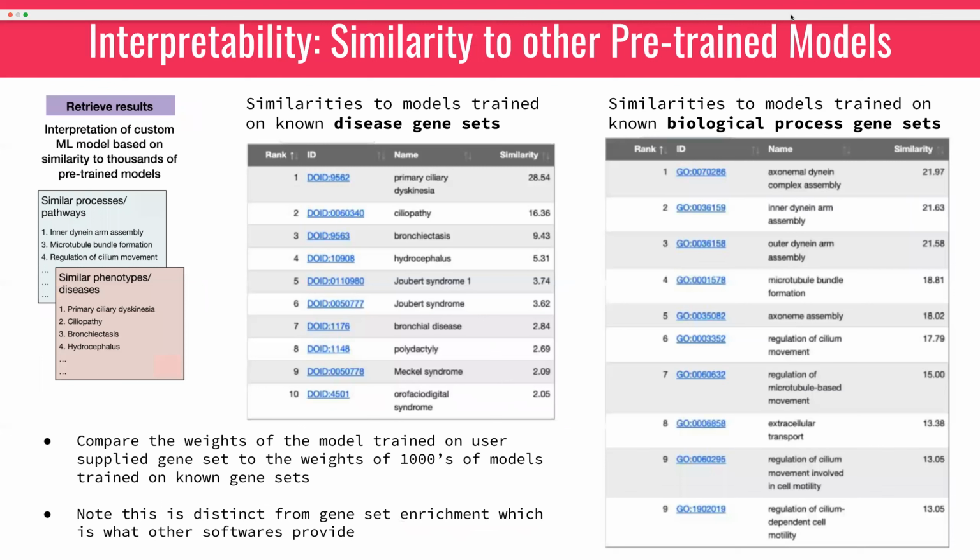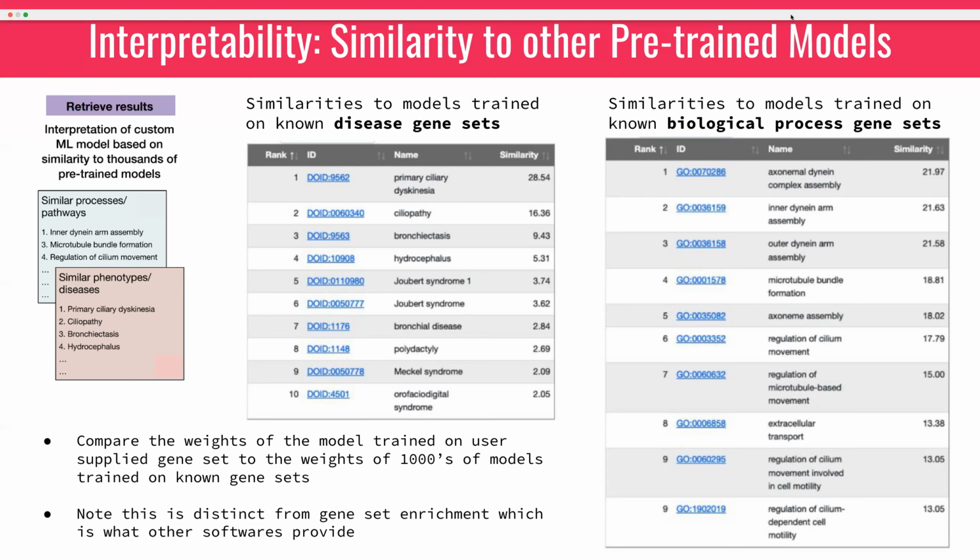Then also for interpretability, you train the model and you can get a set of coefficients. We've also, for that exact negative gene selection and the exact network representation, for all those parameters, trained models on thousands of known diseases and thousands of known biological processes, and we can find out how similar the user-trained model is to given biological processes and diseases. And that's what we return here.